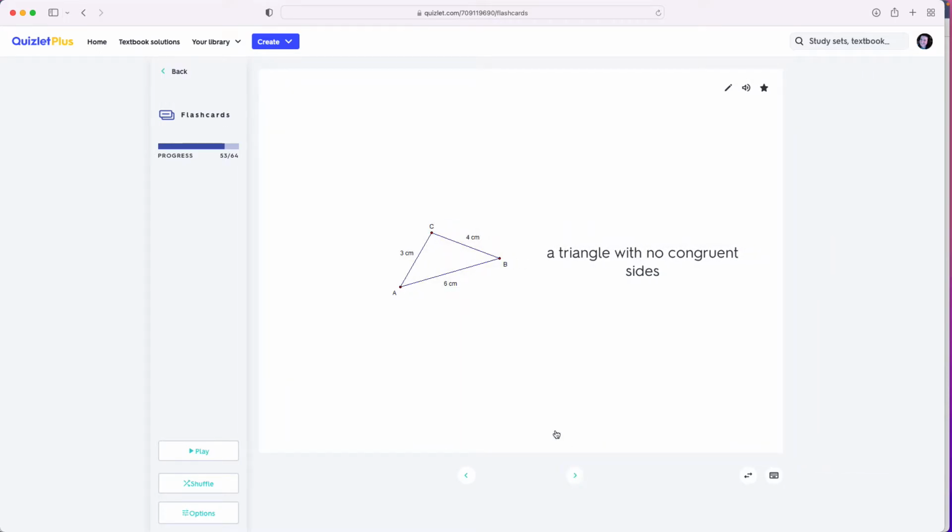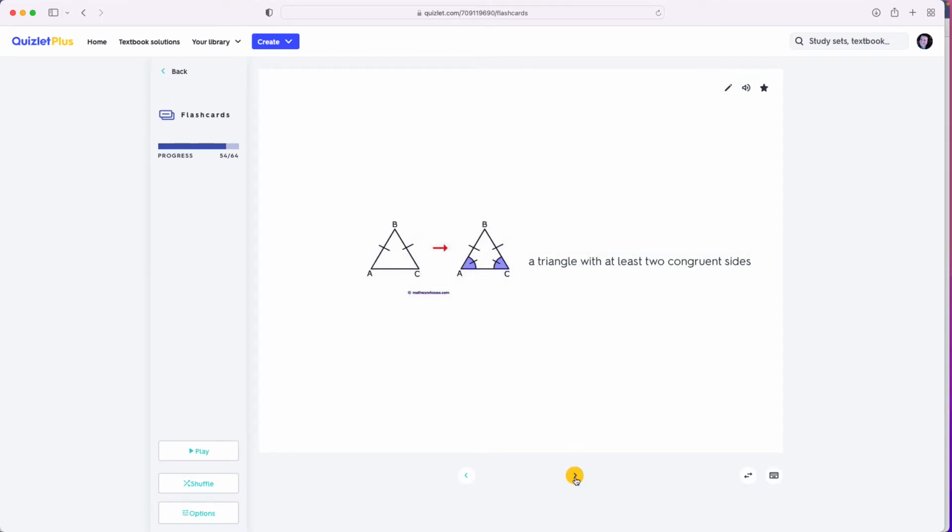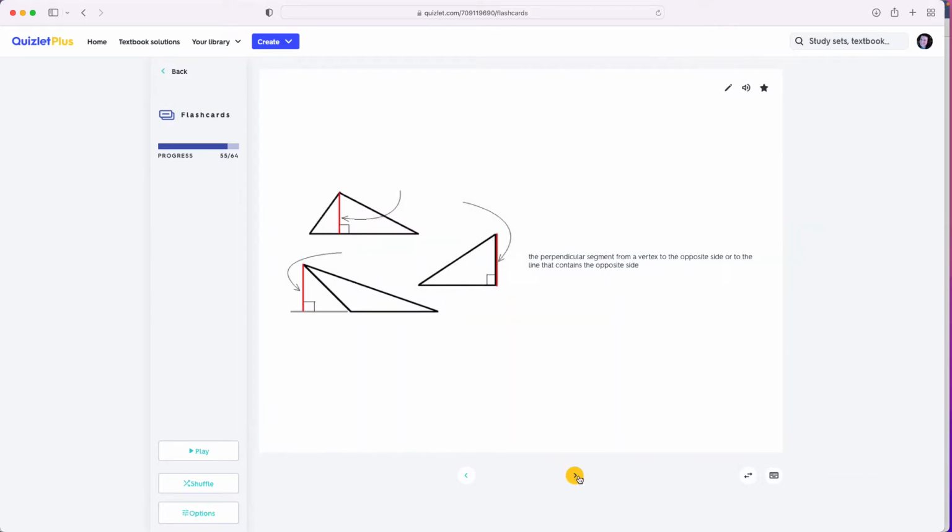A triangle that has no congruent sides is called a scalene triangle, and a triangle with two congruent sides will also have two congruent angles, and that is an isosceles triangle, and it is also called isogonic. That's a word we haven't used before.